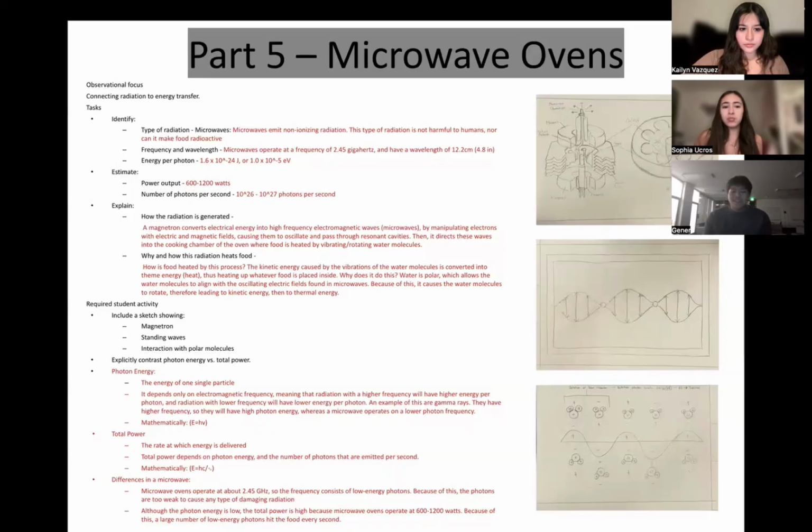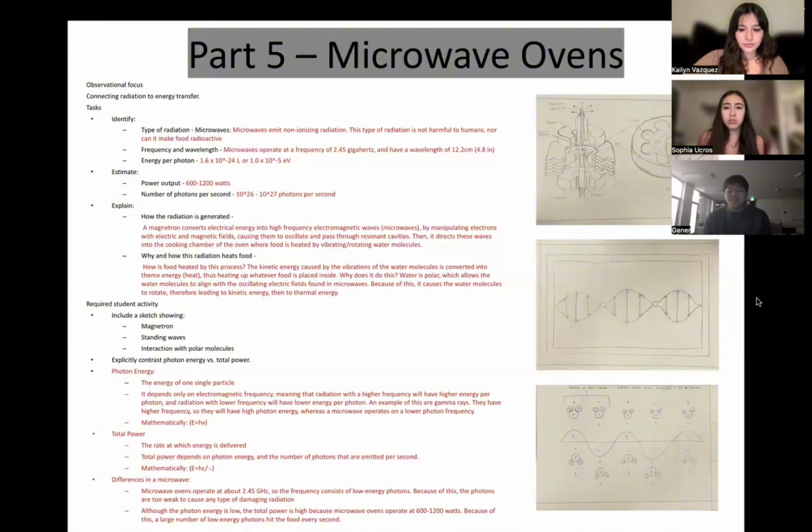So how is radiation generated in a microwave oven? Inside of a microwave oven, radiation is generated by a device called a magnetron, which you can see from the first diagram. You should go up one. The magnetron converts electrical energy into high frequency electromagnetic waves. It does this by accelerating electrons using electric and magnetic fields. As the electrons move, they pass through resonant cavities inside the magnetron, which causes them to oscillate and produce microwave radiation. These microwaves are then directed into the cooking chamber.